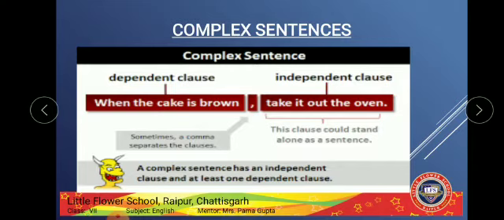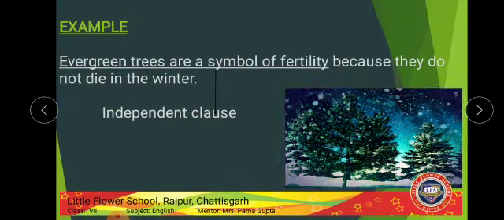Now the next example is, evergreen trees are a symbol of fertility.